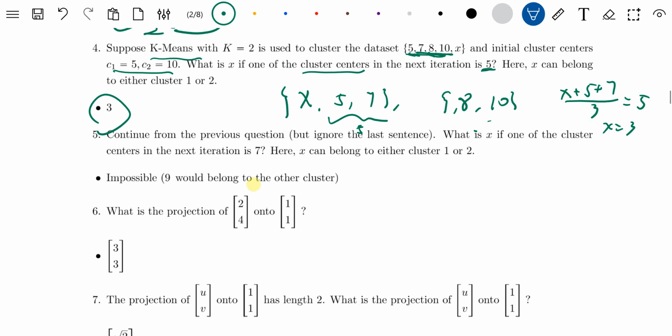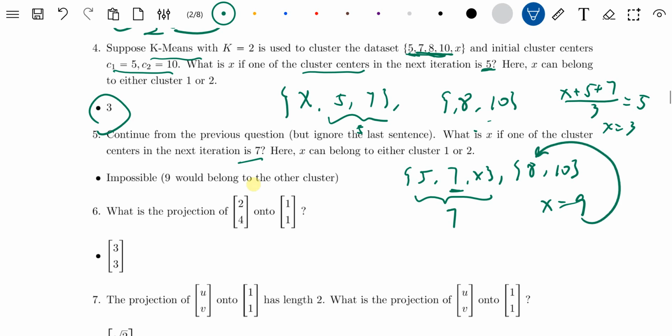Okay, and here, how to make the next cluster center 7? So again, we repeat the same thing. This is 5, 7, this is 8, 10. So it seems it's more reasonable to have the cluster center of this cluster 7. So let's put another x here. So we can solve for x. x needs to be 9. However, if x is 9, x should have been put into this cluster. So that's why it's not possible. Of course, you should solve for the other one, x, 8 and 10, and the center is 7. When you solve that, you will see that that x belongs to the first cluster. So in either case, it wouldn't work. So that's why it's impossible.